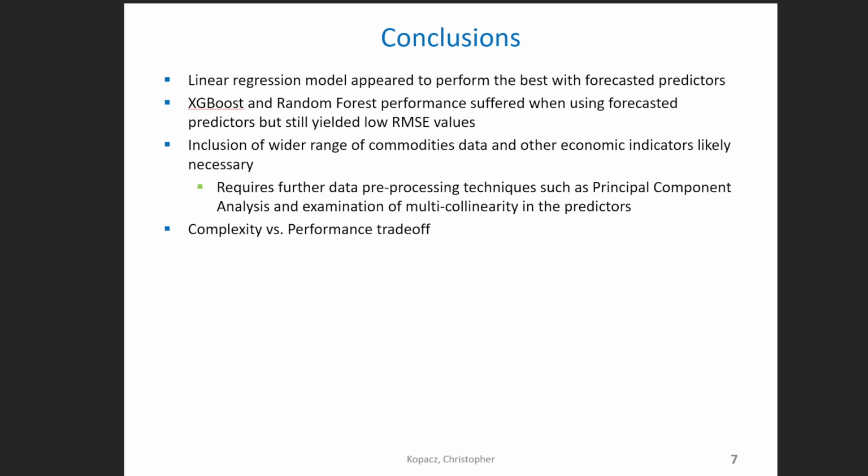In conclusion, the linear regression model appeared to perform the best with the forecasted predictors, regardless of the forecasting technique, whether it was ARIMA, VAR, or a hybrid approach. Both the XGBoost and the random forest models underperformed considerably compared to the linear regression when looking at RMSE, but overall, all of the RMSE values were substantially low enough to consider them all comparable to one another.